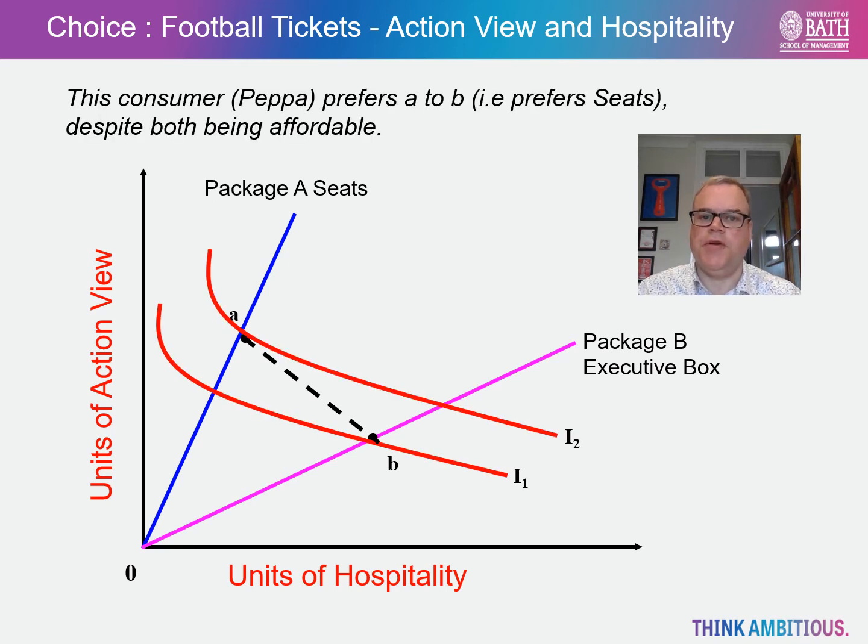Recall from consumer choice theory that in order to solve the consumer choice problem, we need to combine budget constraints with indifference curves. Consumers have subtly different preferences over the core characteristics, and this, along with the pricing decisions of firms and the consumer's income, will dictate which product each consumer will choose. This consumer, and we'll call her Pepper by the way, prefers to sit in the seats, where she is on the highest possible indifference curve, I2, given the affordable set, given by the line AB.